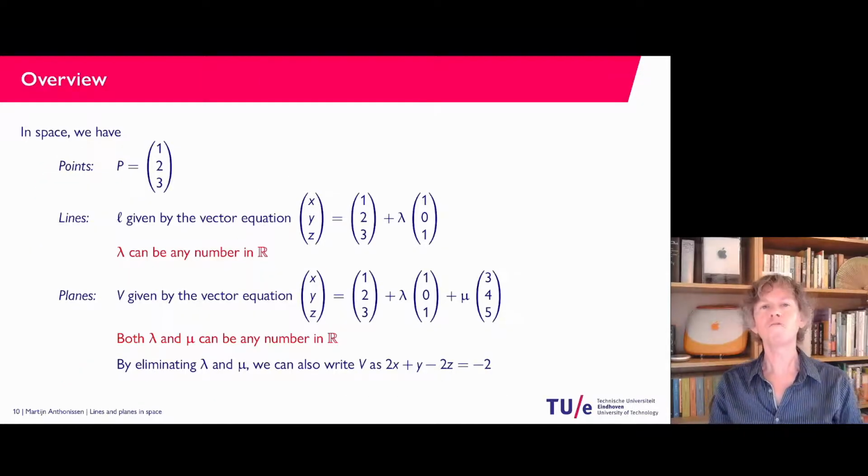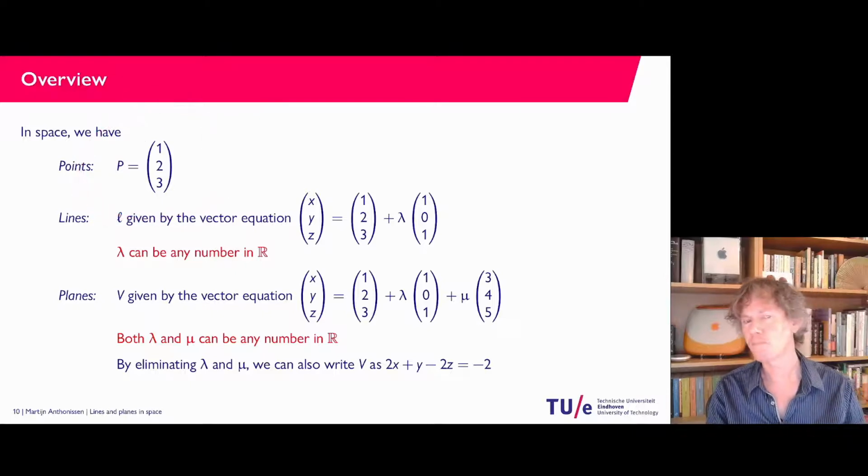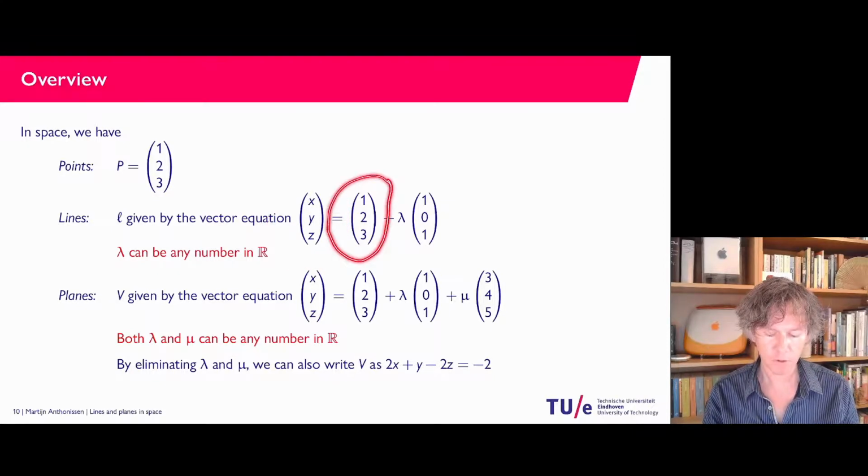So just as an overview of what we have seen, when you want to describe objects in space, you can have a point, and a point does not have any free parameters. You give an x, y, and z coordinate, and that is some point in space. If you have a line, then we have the vector equation that we are interested in all points x, y, z. And then we have that this is some point that is on the line. And this here, this 1, 0, 1, is the direction vector. And there is still 1 degree of freedom. So lambda can be any number.